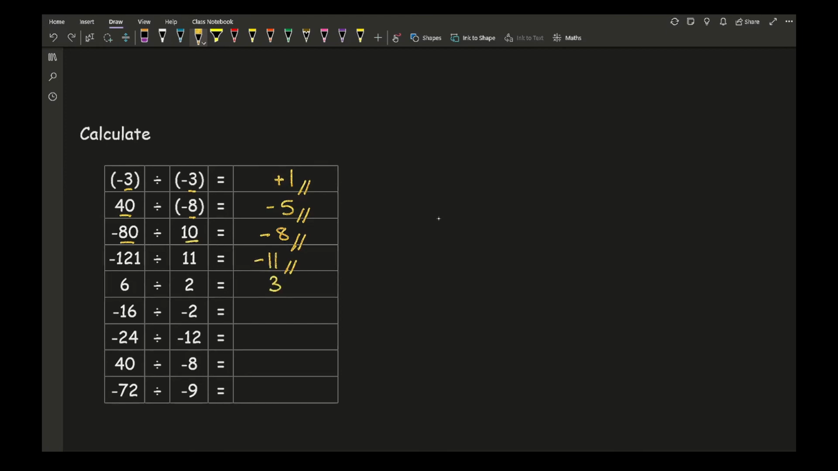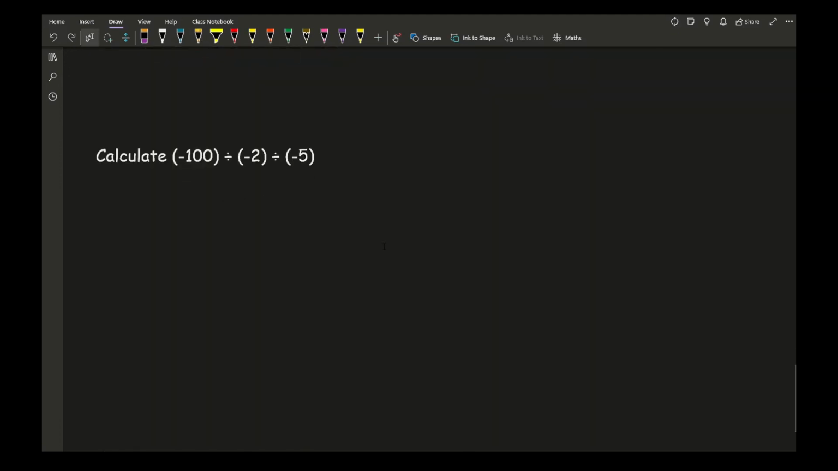And again, I've got no negative numbers, so it's just going to be positive. Then 16 divided by 2 is 8, and I've got two negative numbers, which means that the answer is going to be positive. And then 24 divided by 12 is 2. Two negative numbers mean that the answer is going to be positive. And then 40 divided by 8 is 5. Then one negative number means that the answer is going to be negative. And then finally, 72 divided by 9 is 8, and I've got two negative numbers, so the answer will be positive.